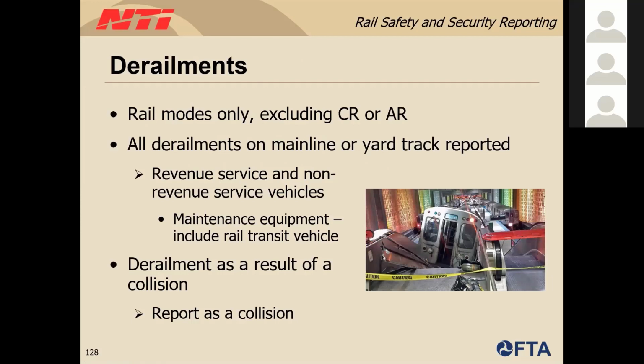On the derailment form, you will be asked to indicate if this is a mainline or yard. Maintenance equipment such as high rail vehicle derailments are also automatically reportable. Please be sure to select one rail transit vehicle involved, even though this generates the train form and not the other vehicle form. As a reminder, derailments resulting from a collision are reported as collisions, not as derailments.